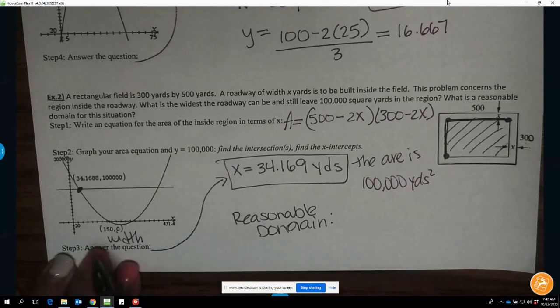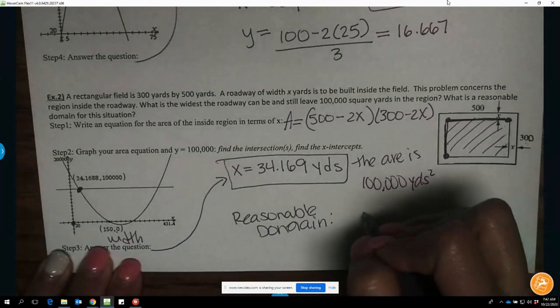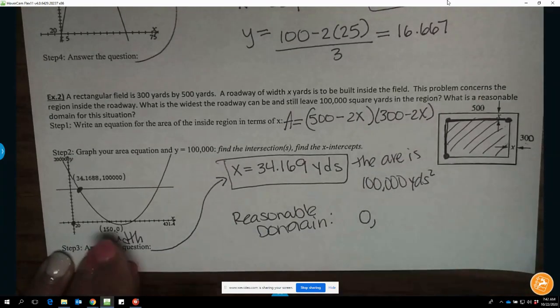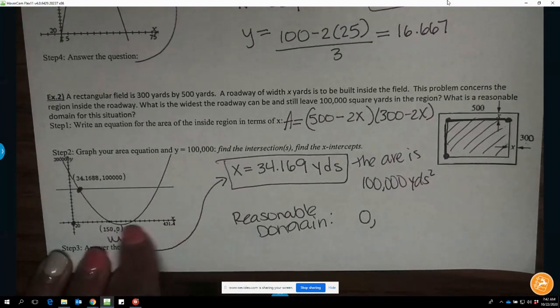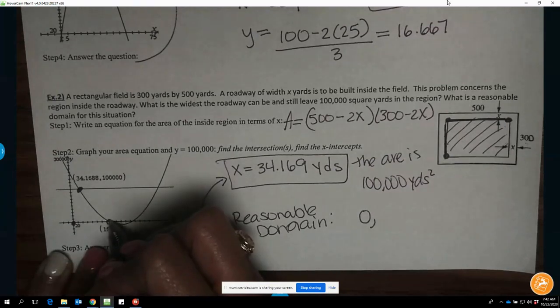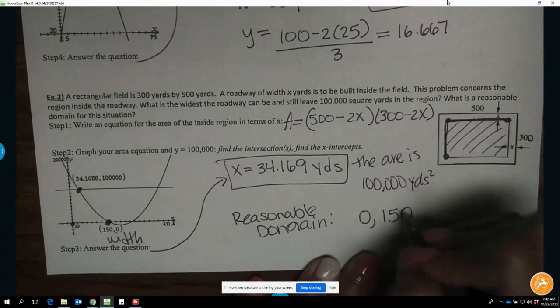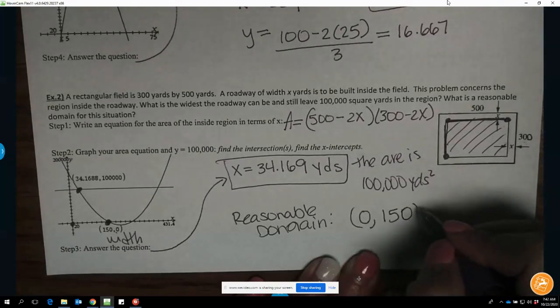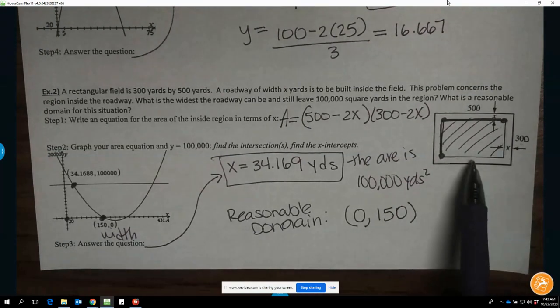Okay, so x can be, I guess, from 0, because you can't have a negative width. So x could be from 0 up until, so based on the graph and your parabola, like you can't just put x to be all the way to positive infinity. It has to stop at this first x-intercept. It has to stop at 150. And I'm going to put parentheses around it, because the roadway can't have a width of 0, because then there wouldn't be a roadway.